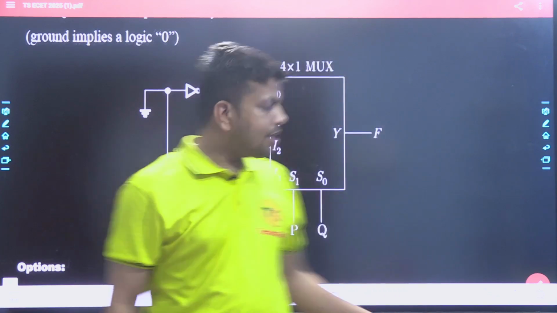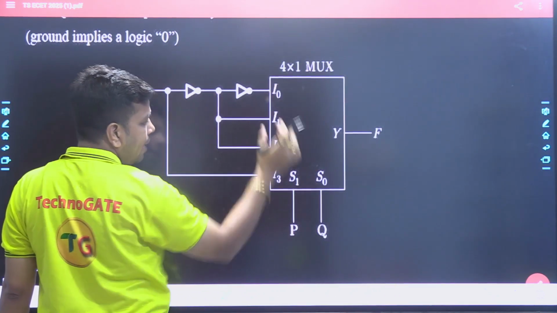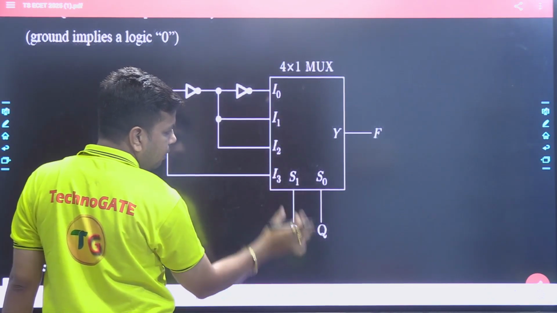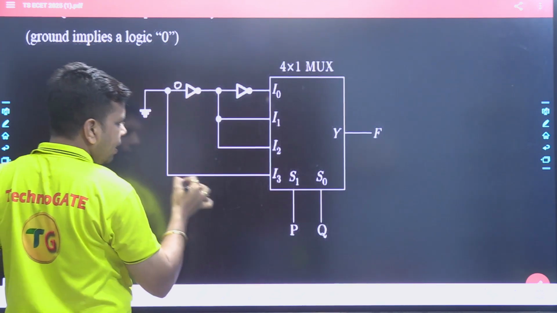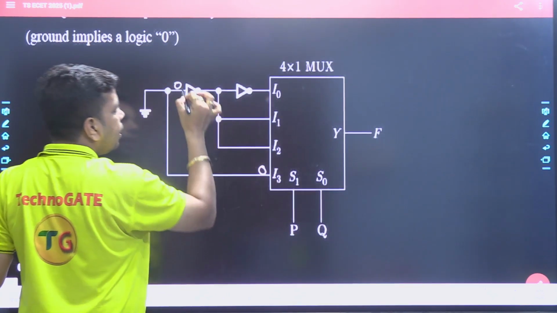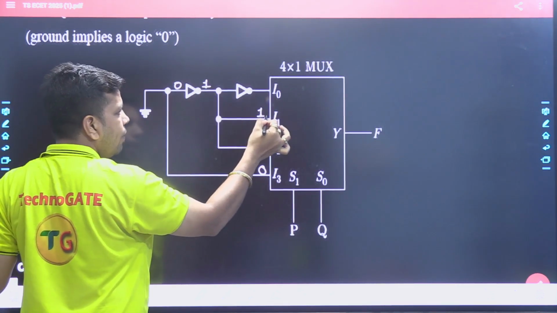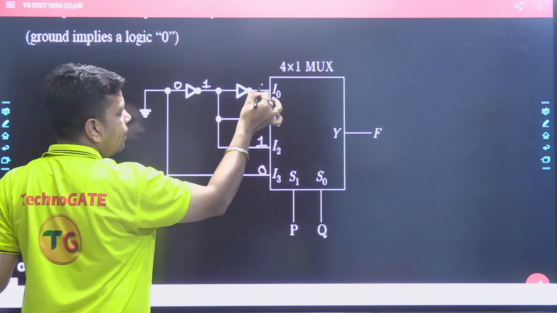Okay. So these are the selection lines. If the values are 0, 0, we need to select this line. 0, 1, we need to select this line. 1, 0, we need to select this line. 1, 1, we need to select this line. This is the ground value, 0. So can we say that here it is directly passing 0? This is a NOT gate. So here the value is 1. So here it is going to pass 1. Here it is going to pass 1. And again NOT, so 1 NOT becomes 0.